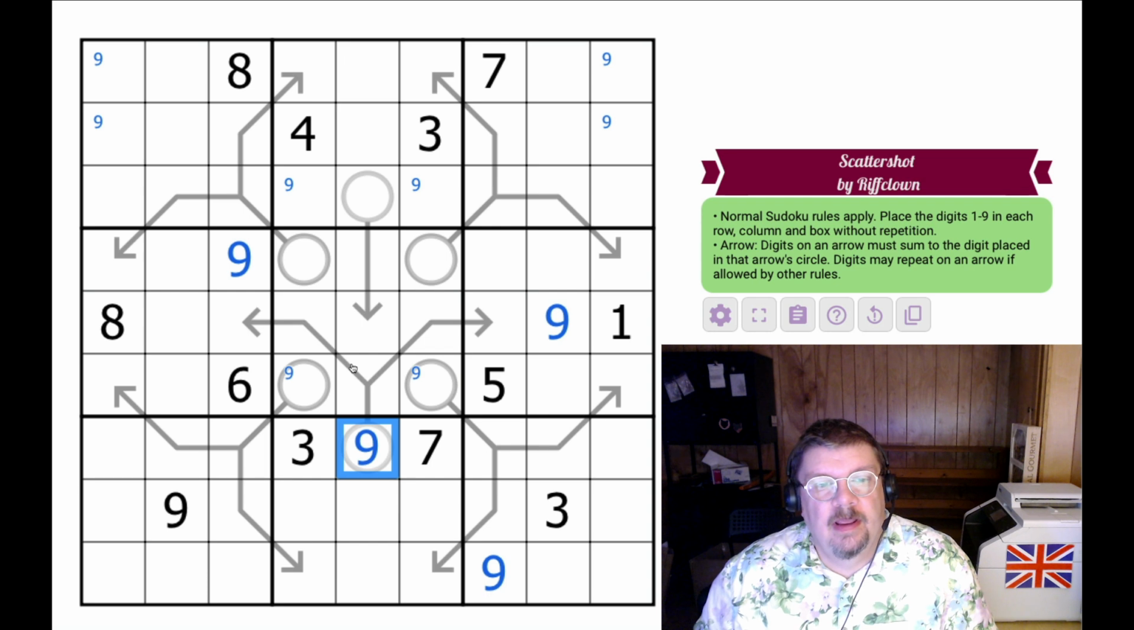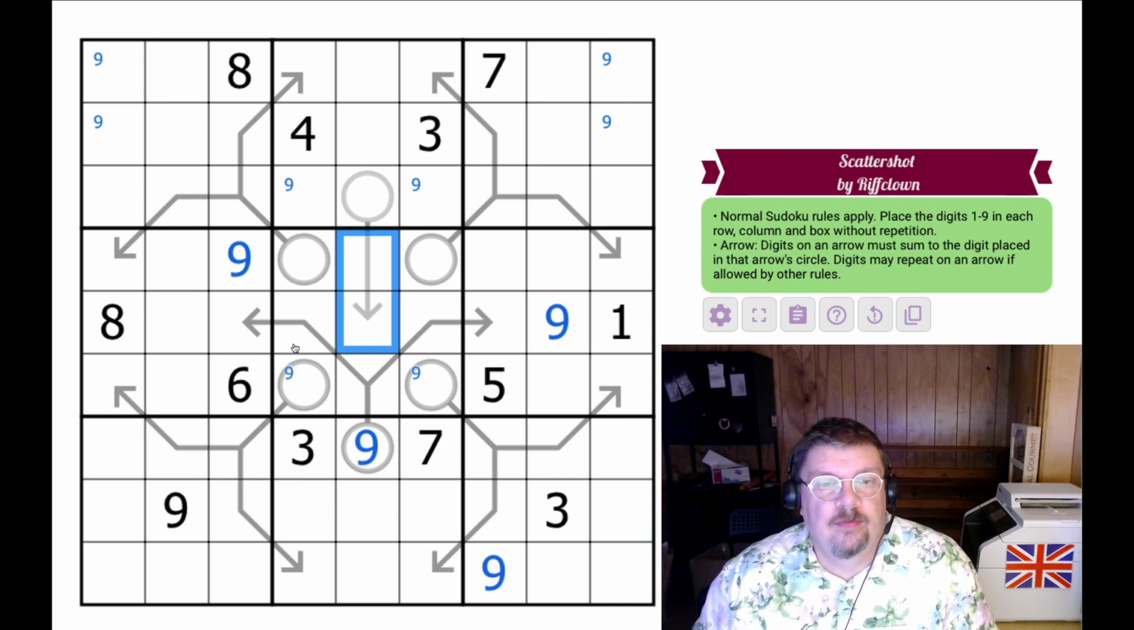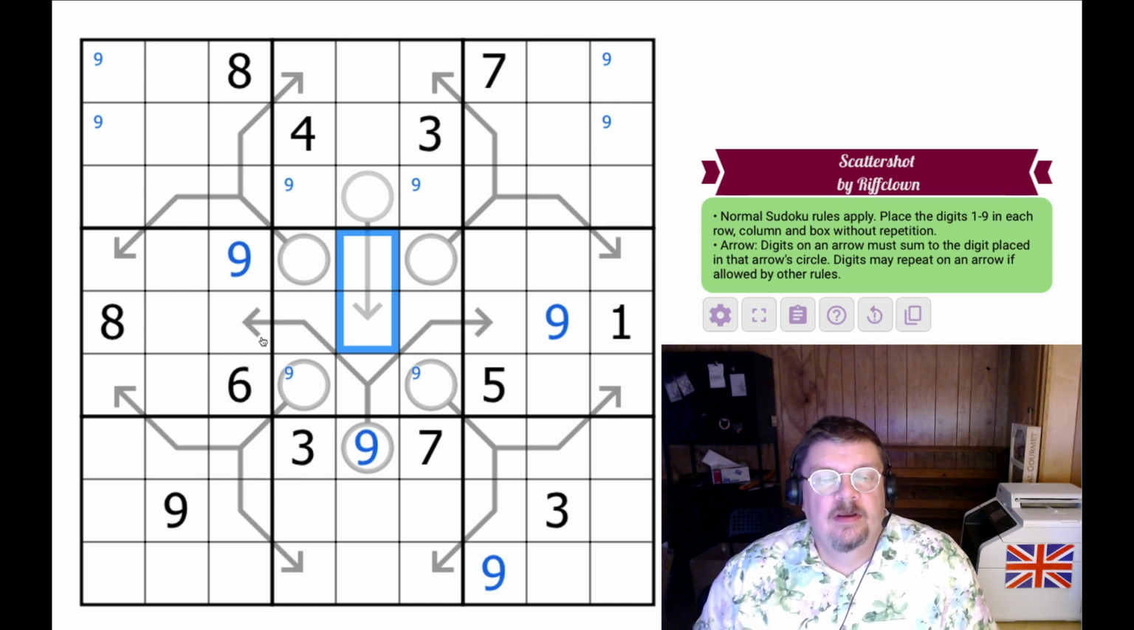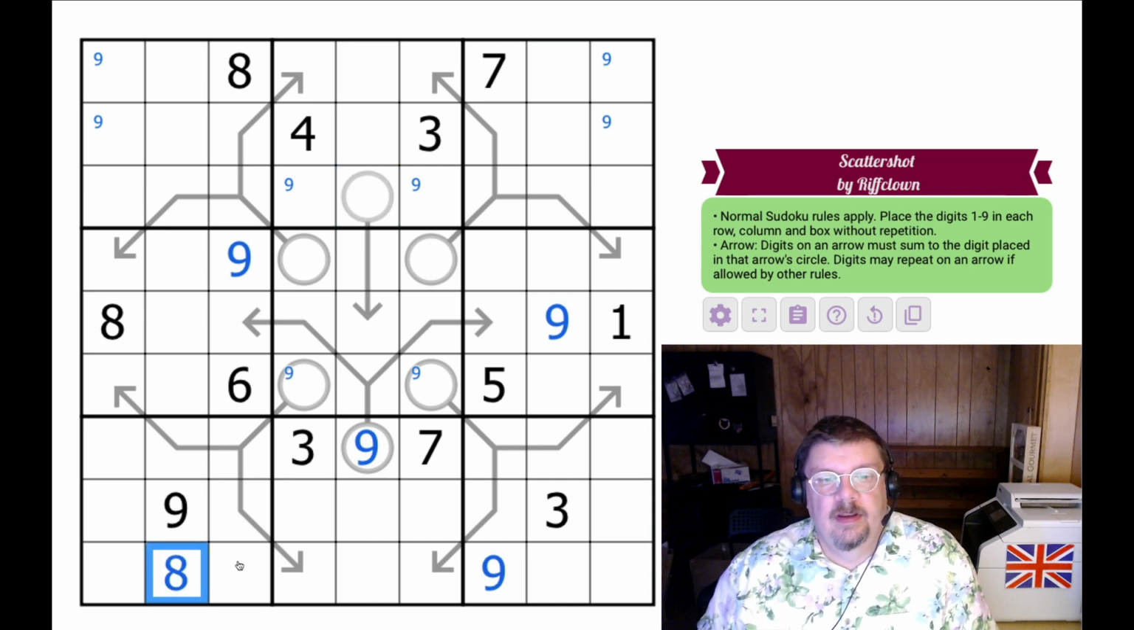Now these are 3-cell arrows, apart from this one. I can't place an 8 on a 3-cell arrow, even when the cells don't all see each other, because the minimum would be 8, 1, 1, which is 10. It also can't go on this arrow, because that would have to be 8 plus 1, which is 9, but that can't be a 9 because of this one. So 8s can't go on arrows either. So let's see if we can place some 8s. That's an 8.